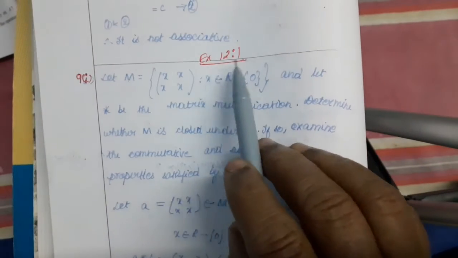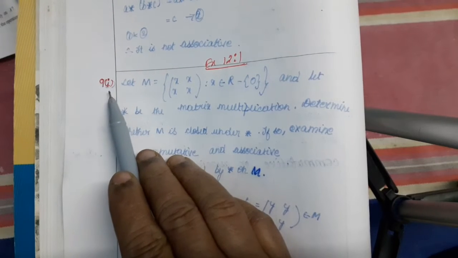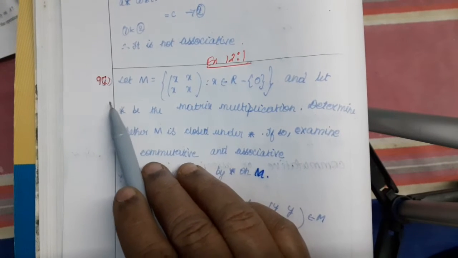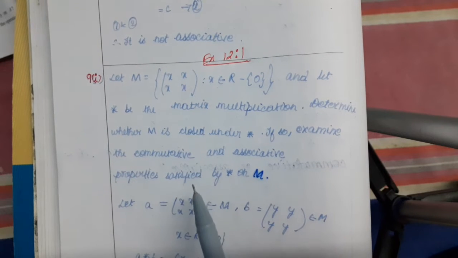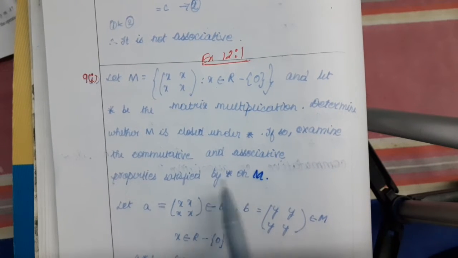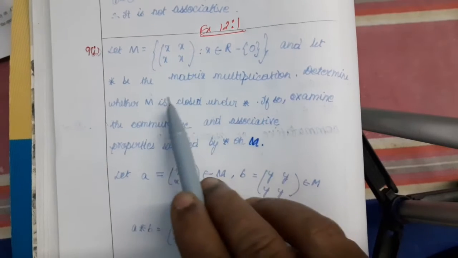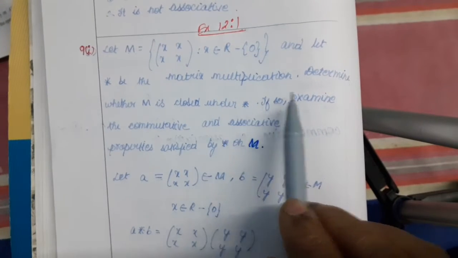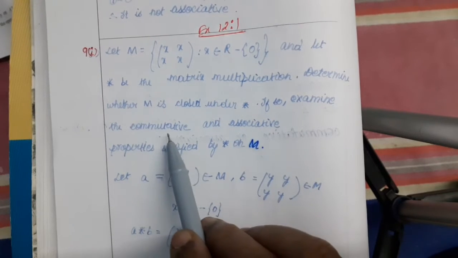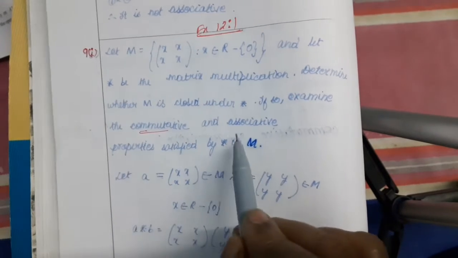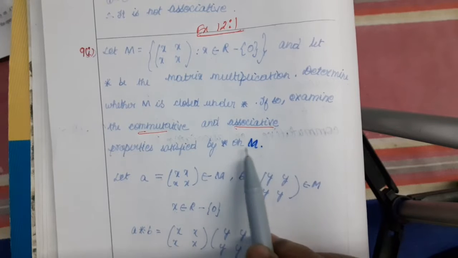First I am going to teach the 9th sum for 5 marks. See exercise 12.1, 9th one, first subdivision. I already explained the question for the 9th part, first and second subdivision. In the first subdivision we are going to prove the commutative property as well as the associative property. See, the question itself is given: star is a matrix multiplication. Determine whether M is closed under star. If so, examine and verify the commutative property as well as the associative property satisfied by star on M.